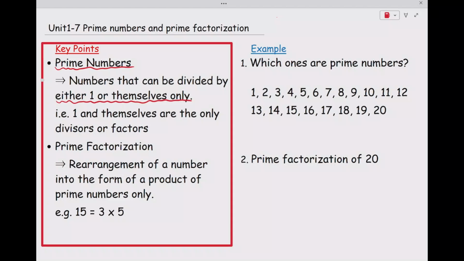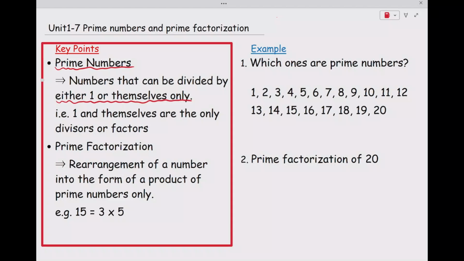For example, 1 is not a prime number because 1 is divisible by 1, and also divisible by itself. But since 1 is 1, there is only one divisor, which is 1. A number is a prime number if it has two different divisors. Remember this point. 1 is not a prime number.